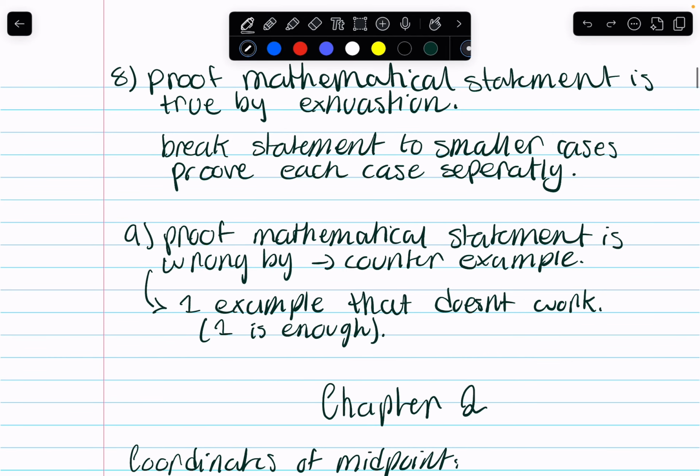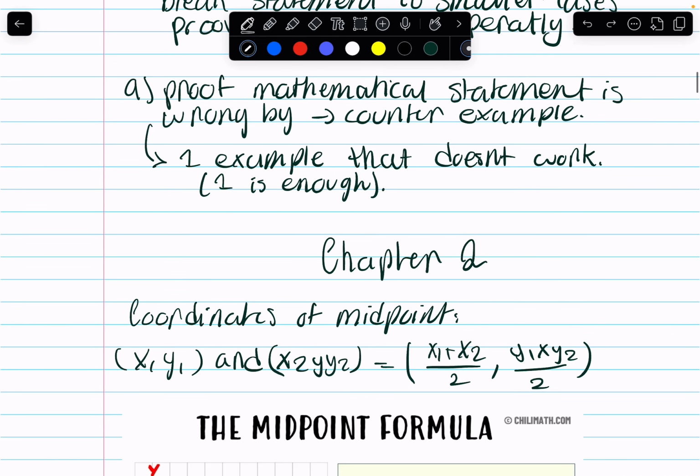to get full marks. To prove a mathematical statement is true by exhaustion, you break it into smaller cases or sections, and then prove each case separately. This is the one that usually has higher marks and takes more time, so make sure you're good with that. To prove a mathematical statement is wrong by counterexample, you only need one example, and that example must be wrong. So basically, if 2x is always an odd number, you should say if x was 1.5, it gives you 3. So it doesn't apply to all numbers.